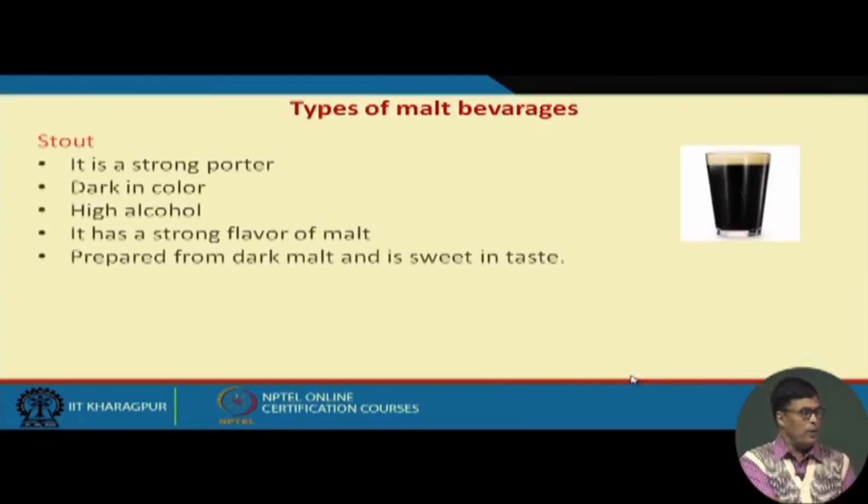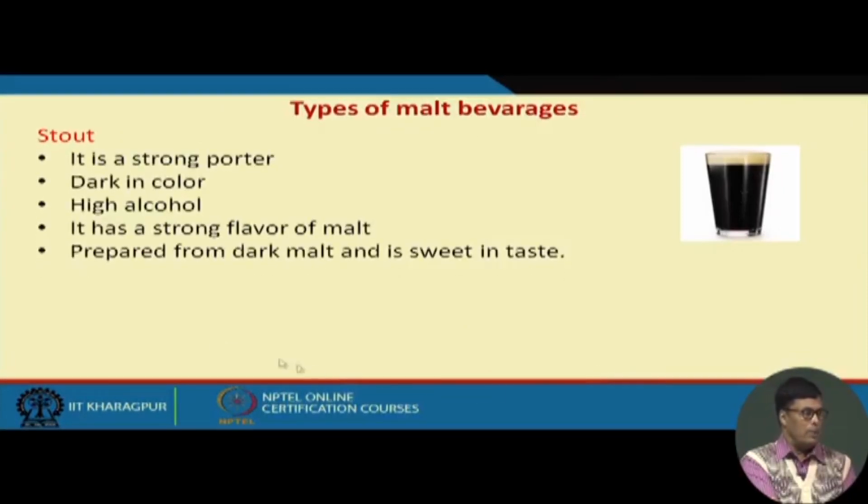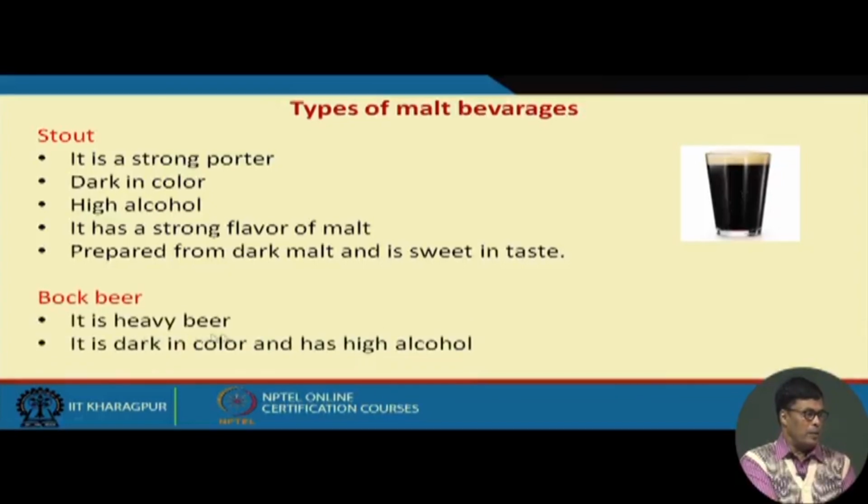Now we have another malt beverage, stout. It is much stronger than porter. We have seen that porter is quite dark. Stout is even darker than that, dark in color, and high in alcohol. It has a strong malt flavor, is prepared from dark malt, and is sweet in taste. This is called stout, and this is rock beer. It is a very heavy beer, dark in color and high in alcohol.